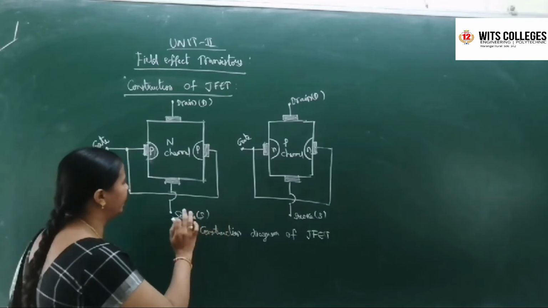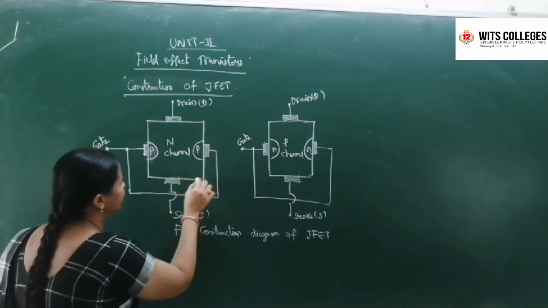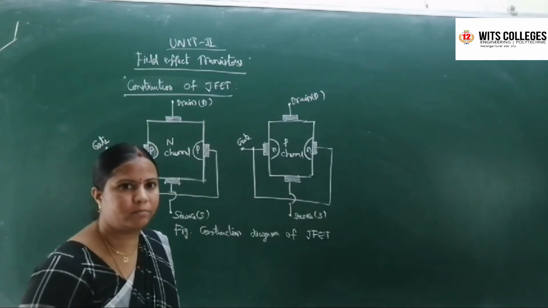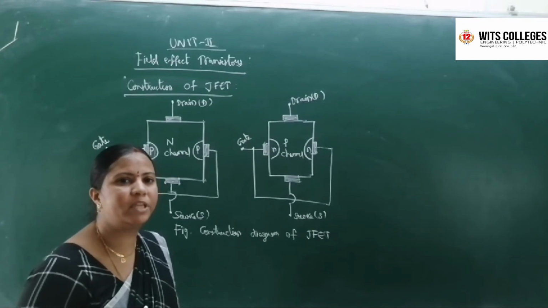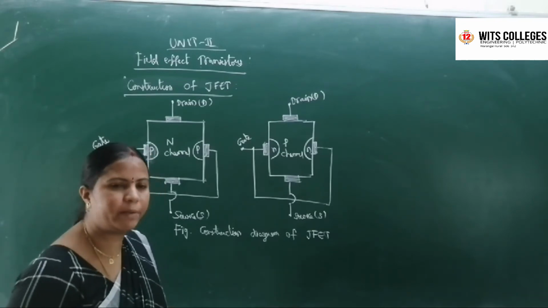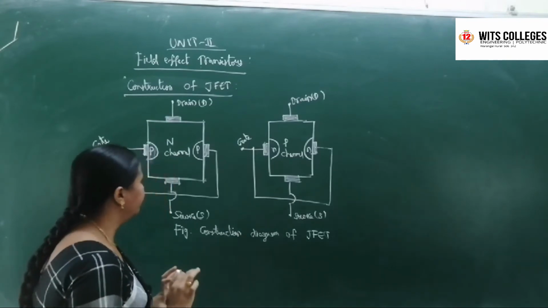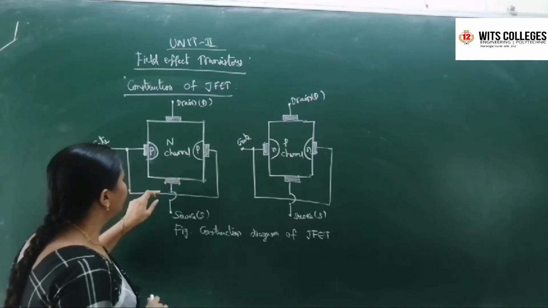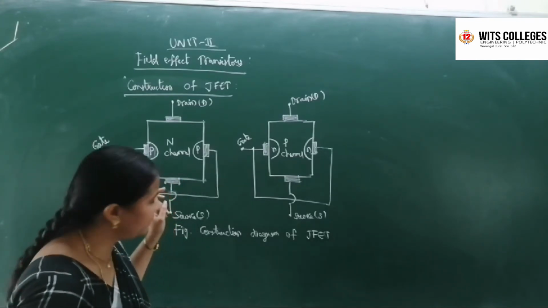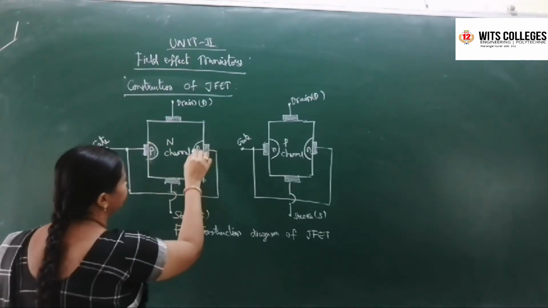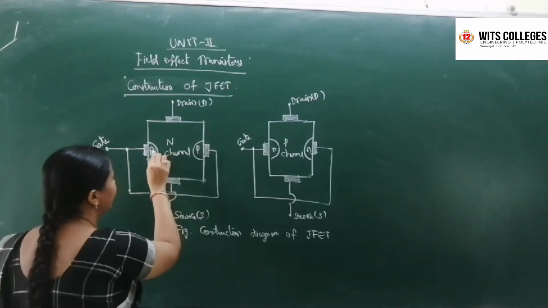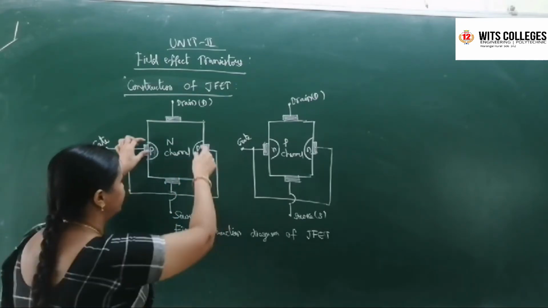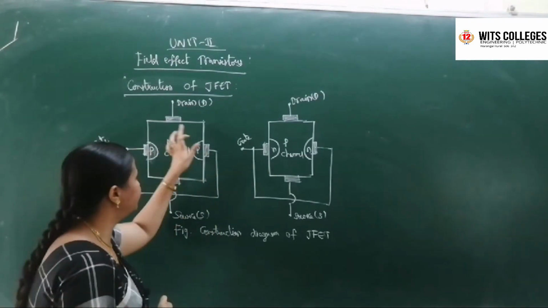Here we have to take one N-type silicon bar. This rectangular shape is nothing but the N-type silicon bar. We have to take N-type silicon semiconducting material, named the N-type silicon bar. After taking the N-type silicon bar, what do we do? Two PN junctions will be formed. These are two heavily doped P-type semiconducting materials attached on either side, two sides of the N-type silicon bar.